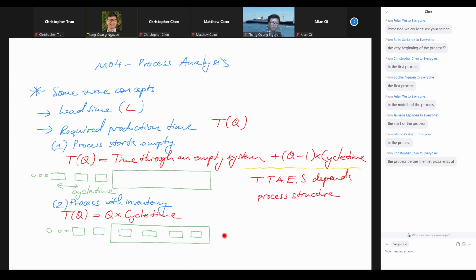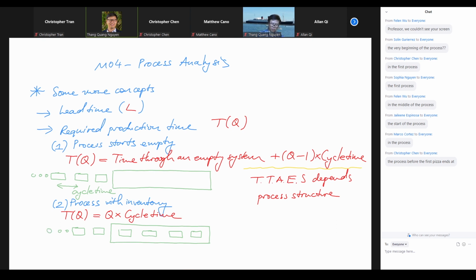So in this case, we have 20 pizzas. After 20 cycle times, all 20 pizzas will exit the process. And then we have all of the pizzas ready for serving or for delivery, right? So that's why the equation is a little bit different from the first scenario.